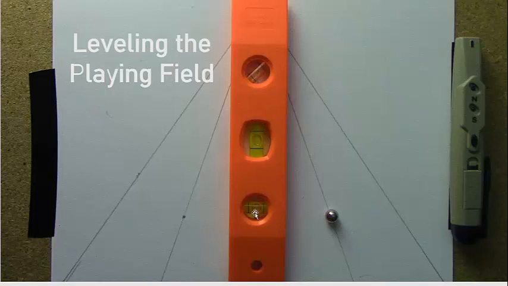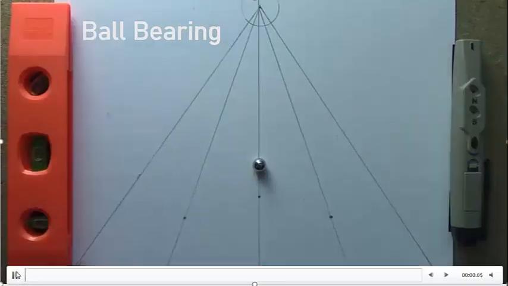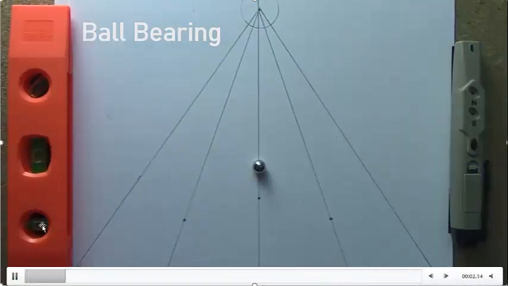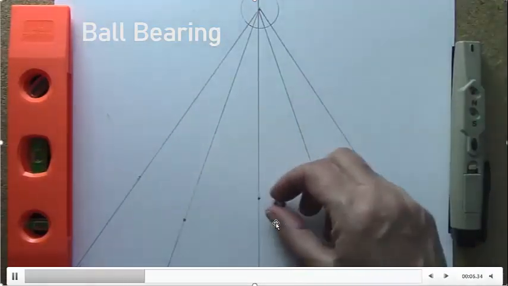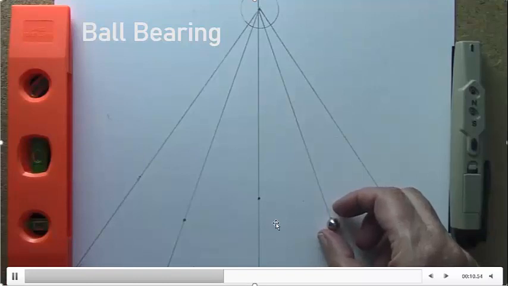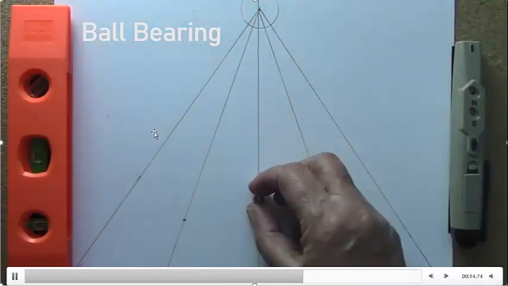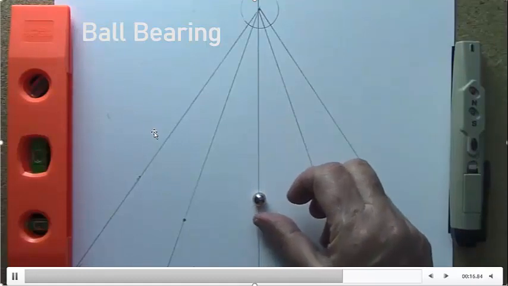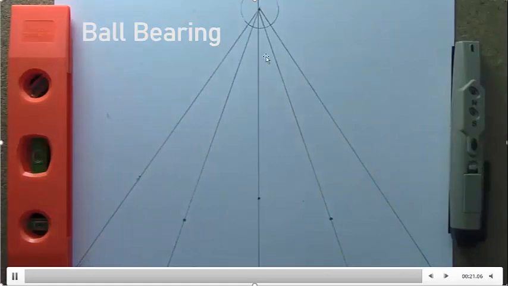But I thought it would be better if I leveled my playing field. And so what I did here was I leveled it, and then I placed a ball bearing in different locations just to make sure it didn't roll to the left or to the right or in any other direction. And so here you can see that the ball bearing is not rolling around, and I can actually push it and it rolls along this line. So I think I leveled it pretty well.